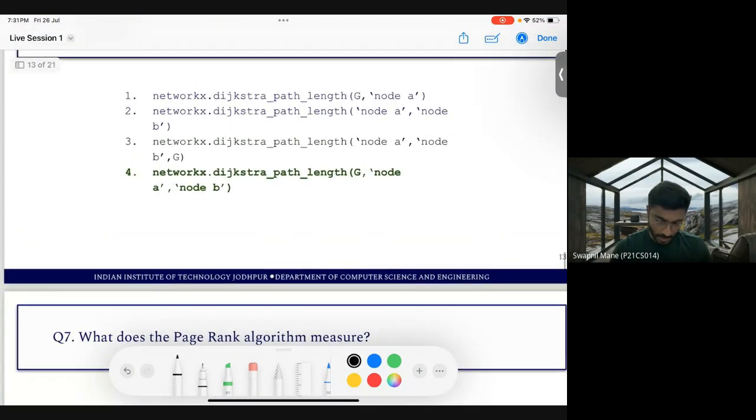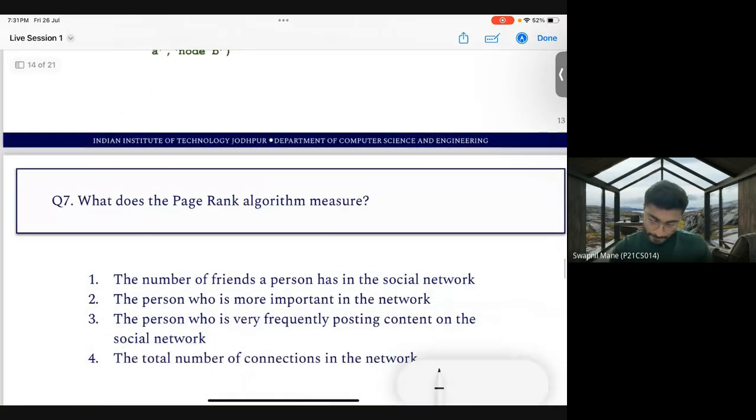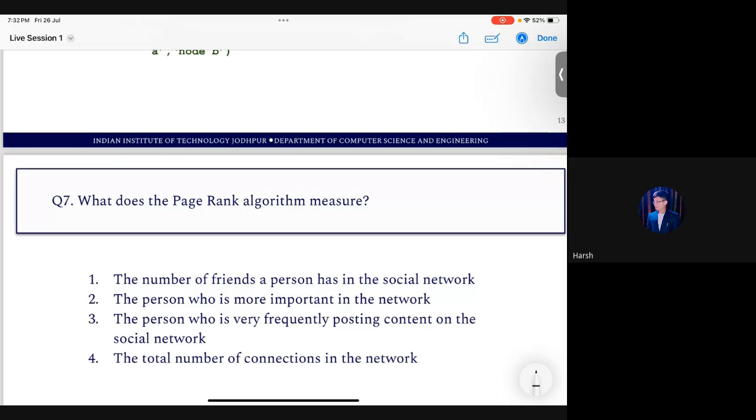So what does the PageRank algorithm measure? Anyone? PageRank was not exactly discussed in the web video lectures, but it will be discussed in detail in further lectures. Only the introduction of PageRank we have to understand. Yes, Harsh. Yes, sir. It is about ranking the web pages based on their importance.